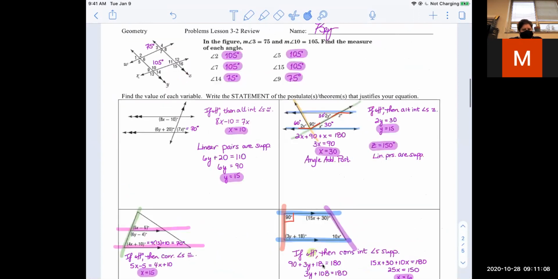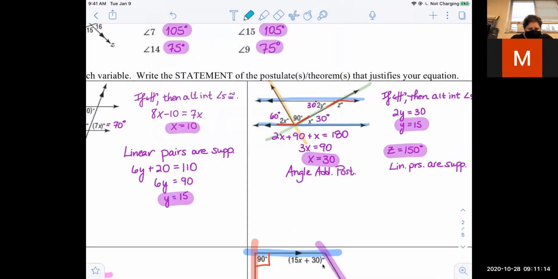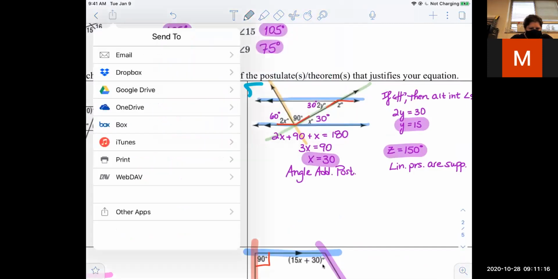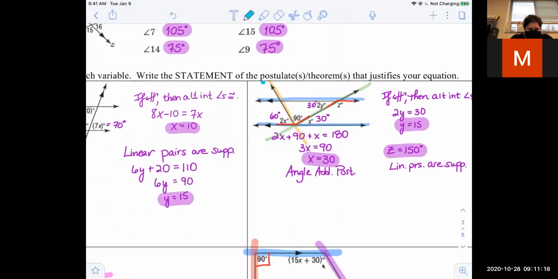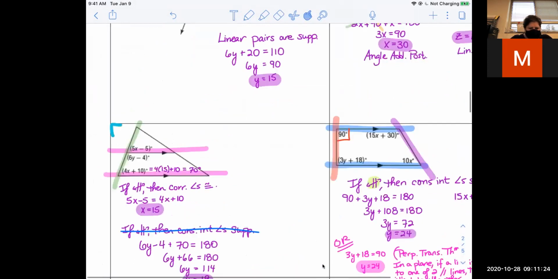Okay, so for the second page, let's see, we did this one, right? And then we did this one, and then we did this one. Am I right? I think we did those 2. Okay.